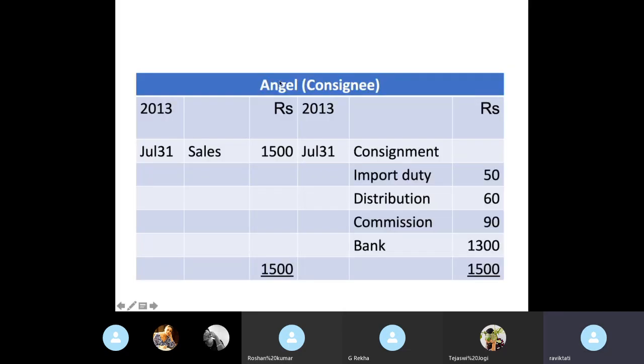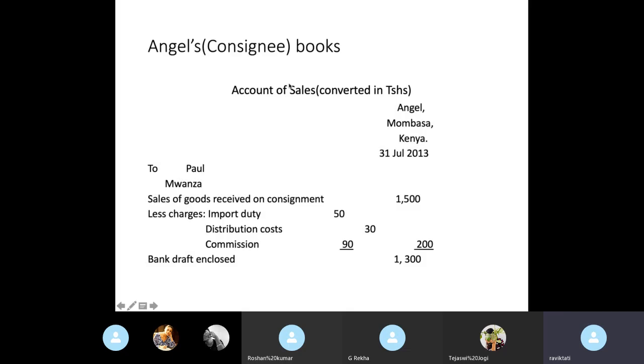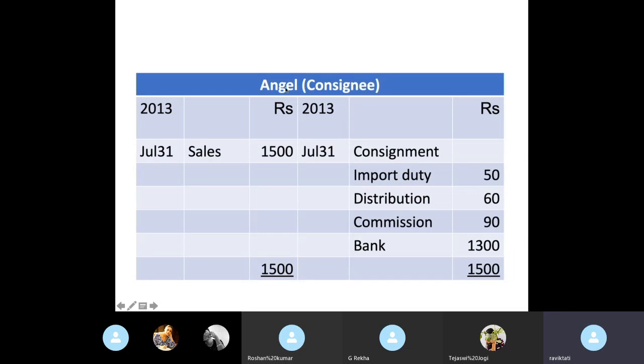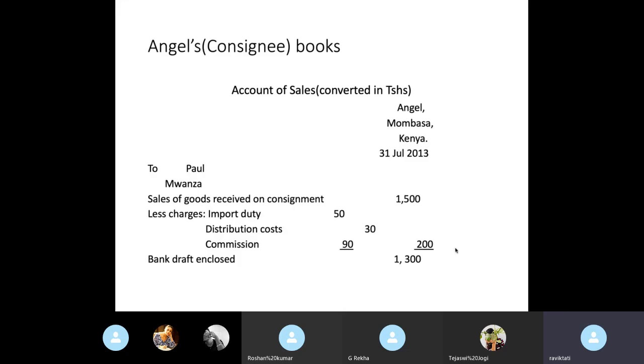Look at this. This is not Angel. This is Kenneth, the consignee. Now 50 rupees is import duty, distribution expenses 60, commission 90. 1500 are sold, and all these are the consignee's expenses. And you are to send me 13 lakhs back. It is not Angel, please correct it. I'll send the corrected version of this slide.